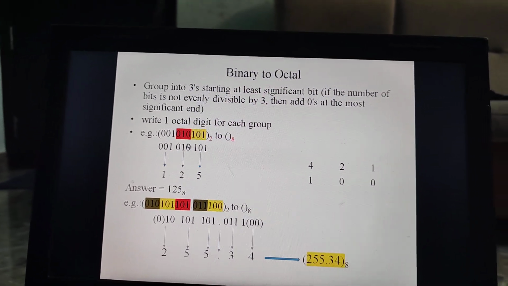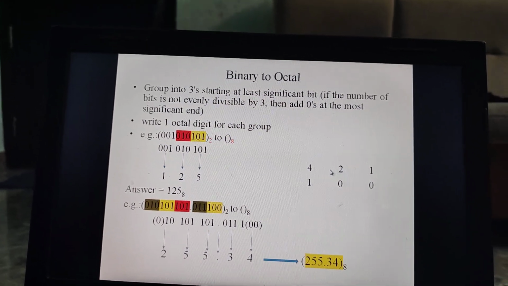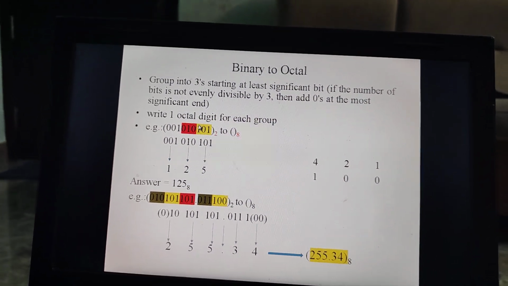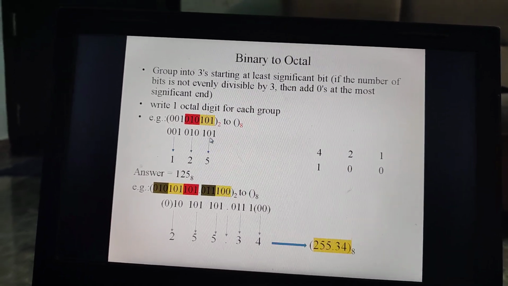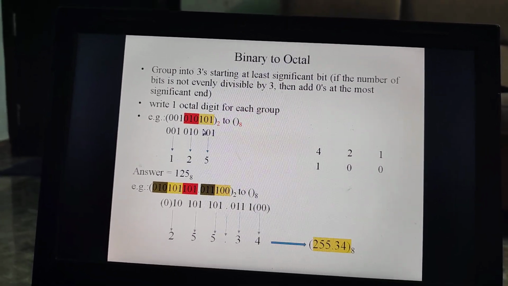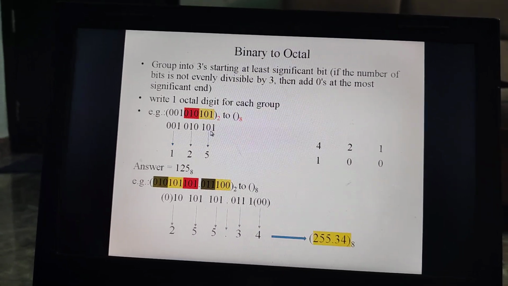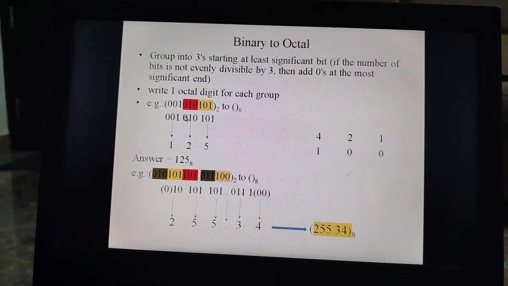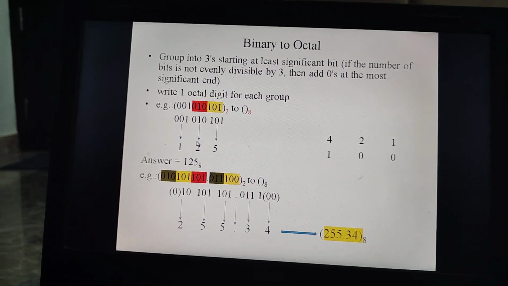What I have to do next is, for each group I specify the place values 1, 2 and 4. Wherever I get the value 1, those place values have to be added and written as the output. Here 1, 2, 4: in the place of 1 I have 1 and in the place of 4 I have 1, so in total I have the number 5. Here 1, 2, 4: in the place of 2 I have 1, so it is specified as 2 here.